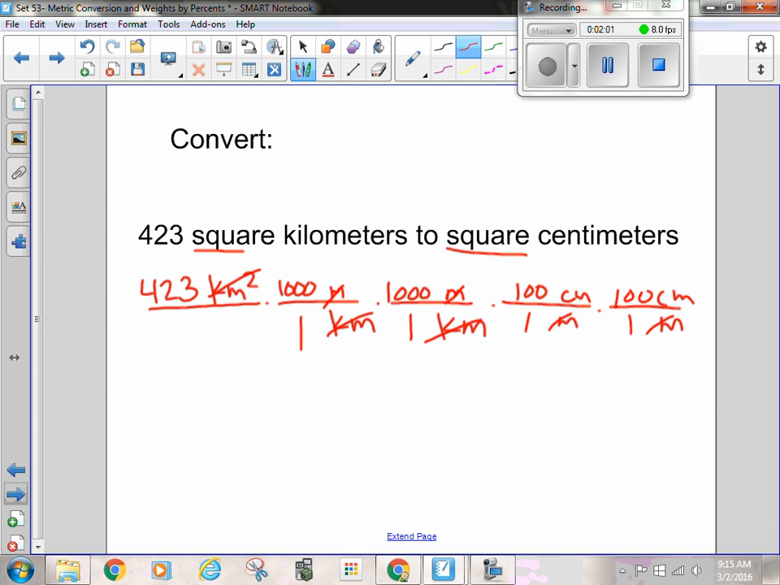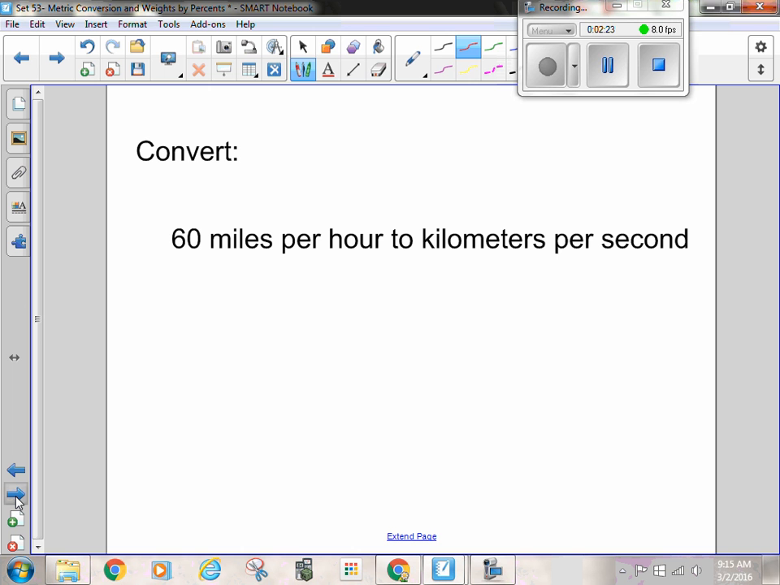So I'm just going to set up the math and not actually do it. I end up with 423 times 1,000 times 1,000 times 100 times 100. And my answer is going to be centimeters squared because I have 2 centimeters left. Okay, next, convert 60 miles per hour to kilometers per second.